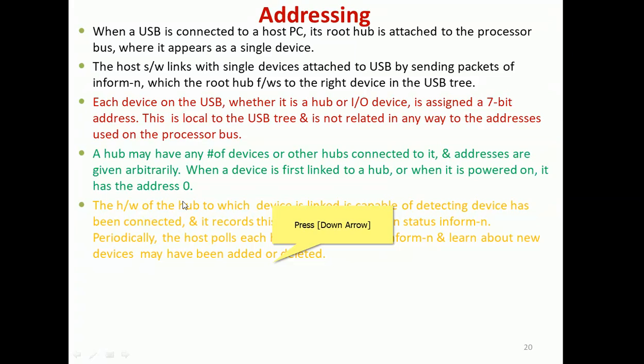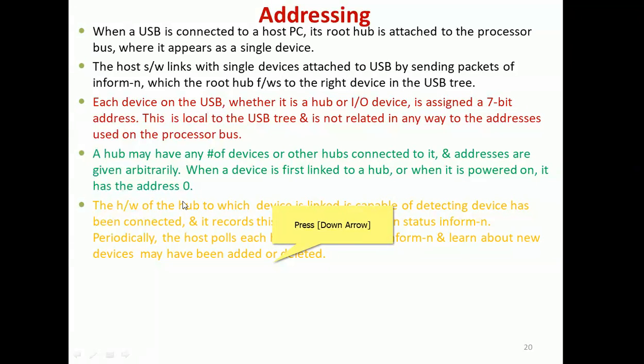The hub hardware has the capability to detect that a device has been connected. So it records that fact as a part of its own status information. Periodically the host polls each hub to collect status information. The host will ask all the hubs whether they have anything new. That is a polling mechanism, asking everybody.